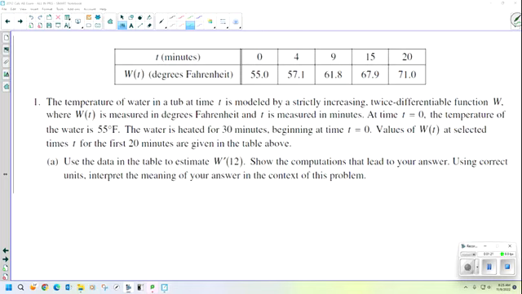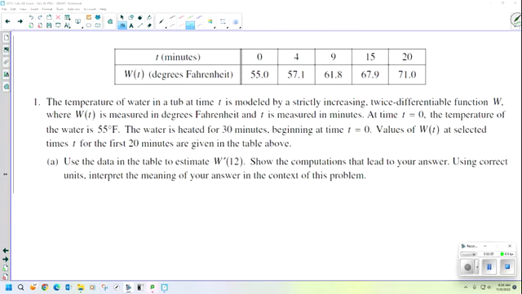Question 1 reads, and it has tables. I just get excited when I see tables. The temperature of water in a tub at time t is modeled by a strictly increasing twice differentiable function W, where W of t is measured in degrees Fahrenheit and t is measured in minutes. At time t equals 0, the temperature of the water is 55 degrees Fahrenheit. The water is heated for 30 minutes, beginning at time 0. Values of W(t) at selected times t for the first 20 minutes are given in the table above. That seems like a lot to read.